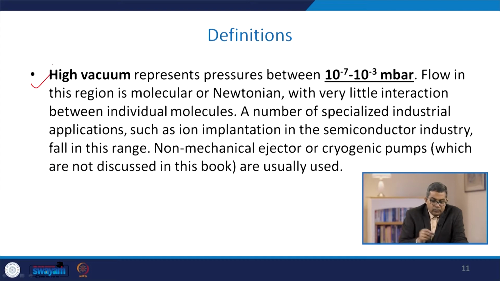Then the high vacuum. This represents pressures between 10 to the power minus 7 and 10 to the power minus 3 millibar. Flow in this region is molecular or Newtonian, with very little interaction between individual molecules. A number of specialized industrial applications, such as ion implantation in the semiconductor industry, fall in this range. Non-mechanical ejector or cryogenic pumps, which are not discussed here, are usually used.